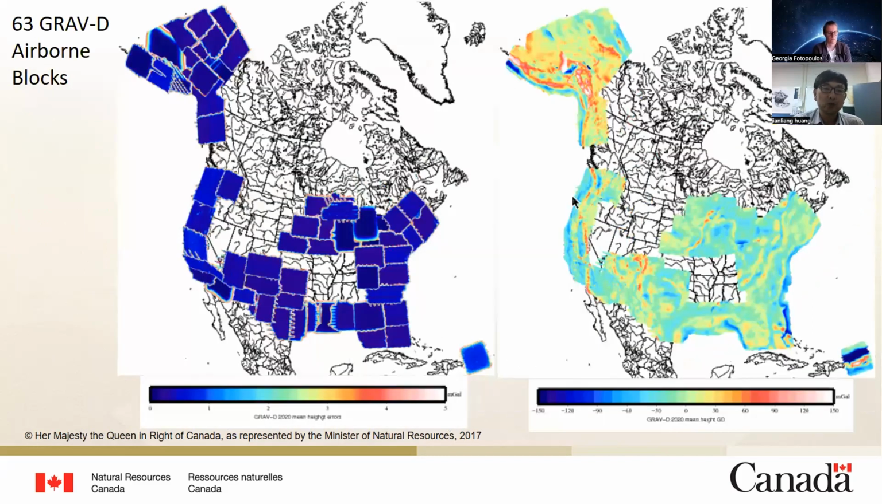We used 63 airborne gravity blocks for these two models. The left side map shows the spatial distribution of these 63 airborne blocks. The GRAV-D project is still ongoing. US NGS is planning to cover the entire United States territory using airborne gravity. The right side map shows the gravity disturbance derived from these airborne gravity datasets at a height of 6,000 meters.